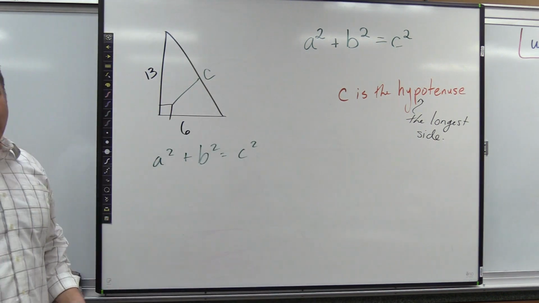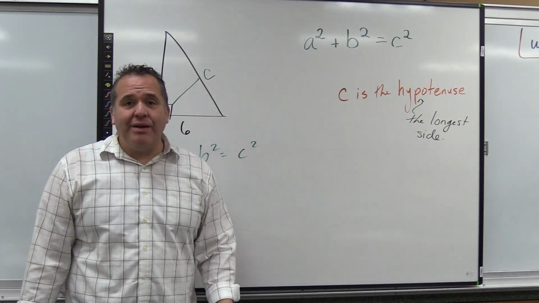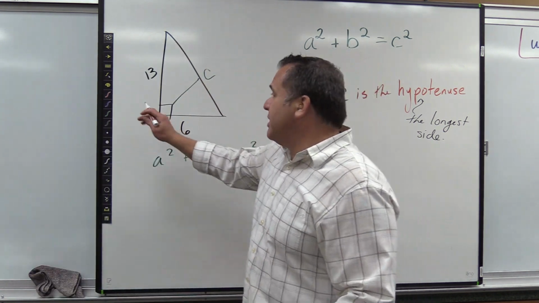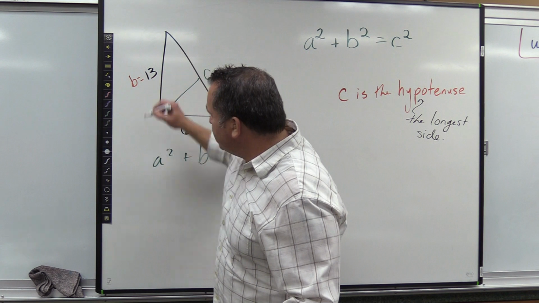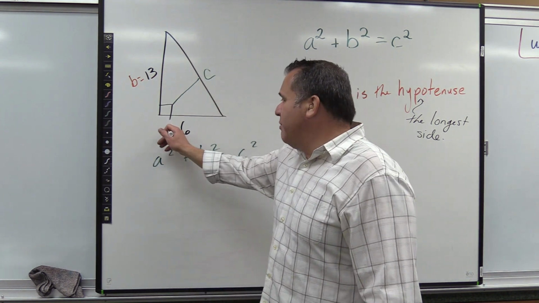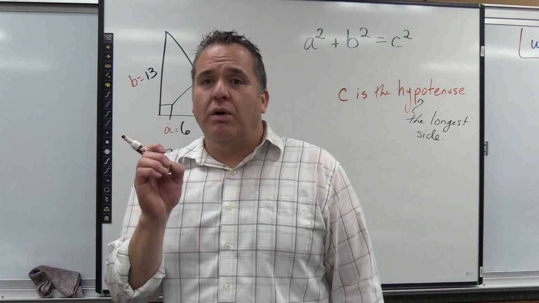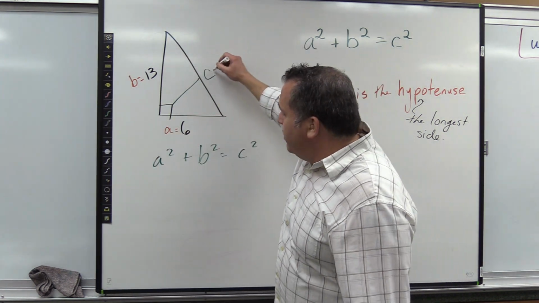So which one's A, which one's B? Doesn't matter. All right, so just pick one. I'm going to say the 13 is B just because I want to. And I'm going to say A is 6 because it doesn't matter. C is the only one that has to be the hypotenuse, okay?